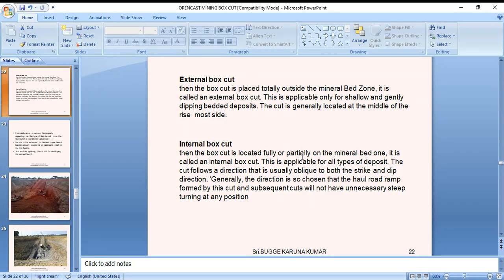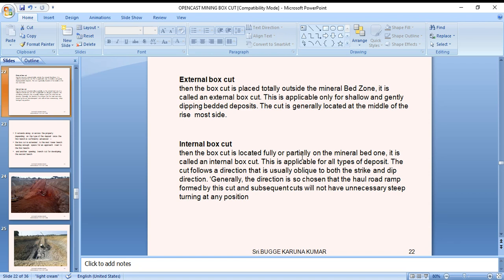If the box cut is placed totally outside the mineral bench, it is called an external box cut. This is applicable only for shallow and gently dipping deposits. The cut is generally located in the middle of the rise side.